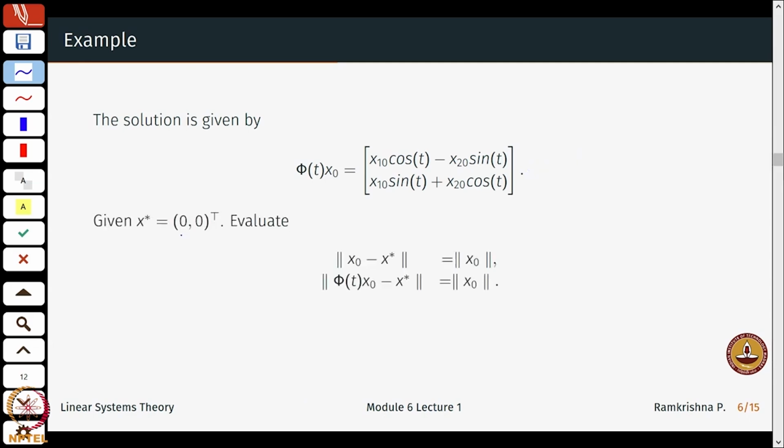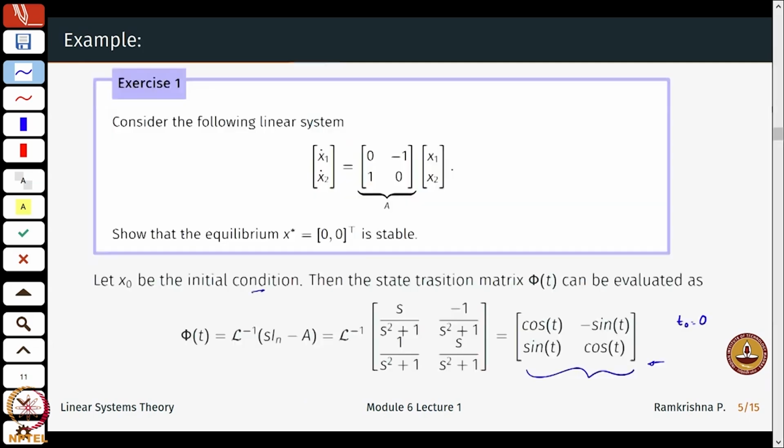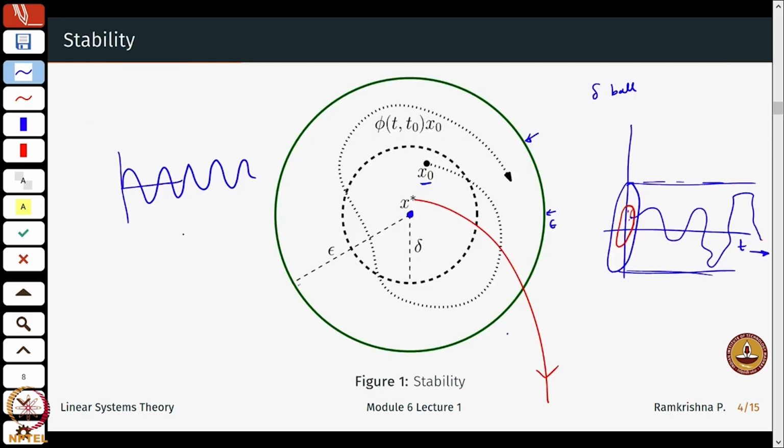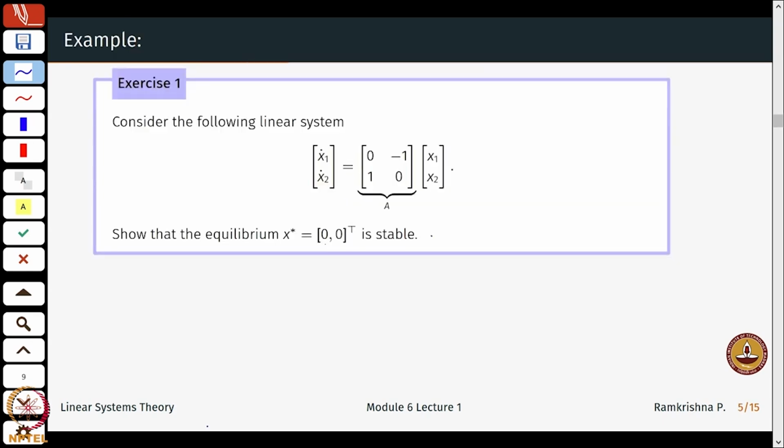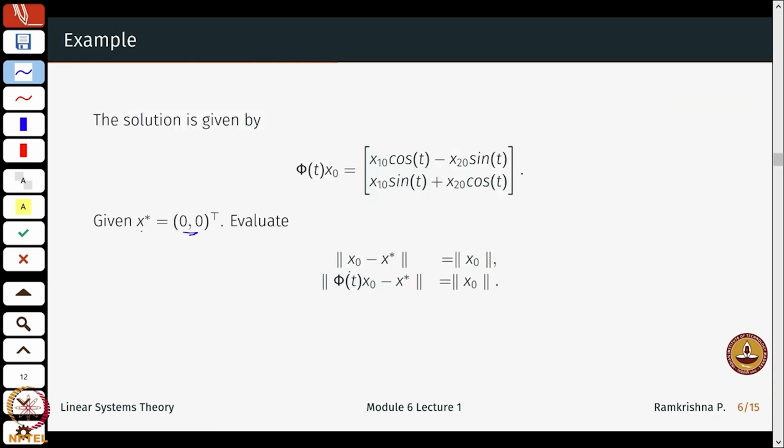Now given x star, which is just the origin, what I would want to evaluate is to check for these two inequalities. If the initial condition is within a delta ball, are the solutions within an epsilon ball, or are the solutions always bounded? Okay, so let me compute this norm.